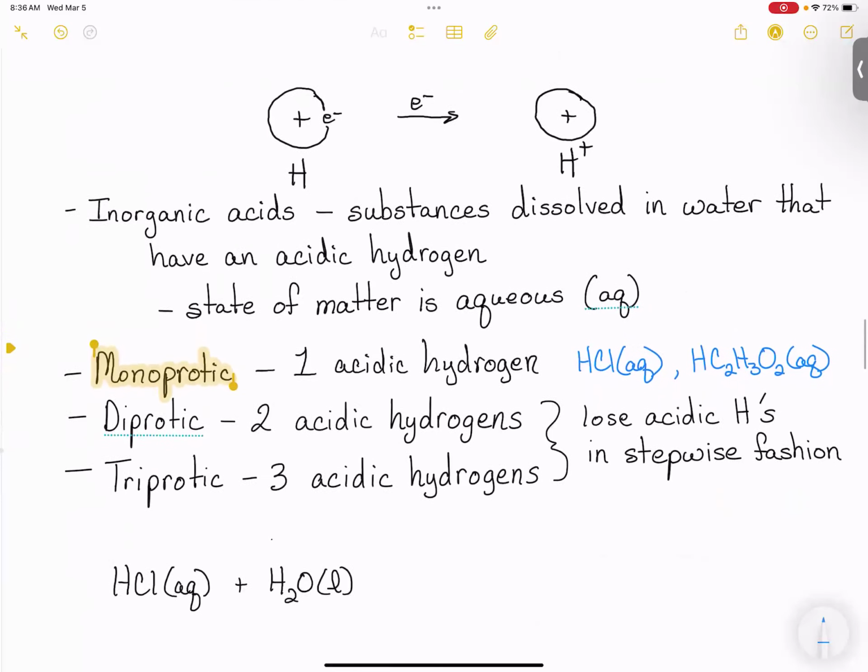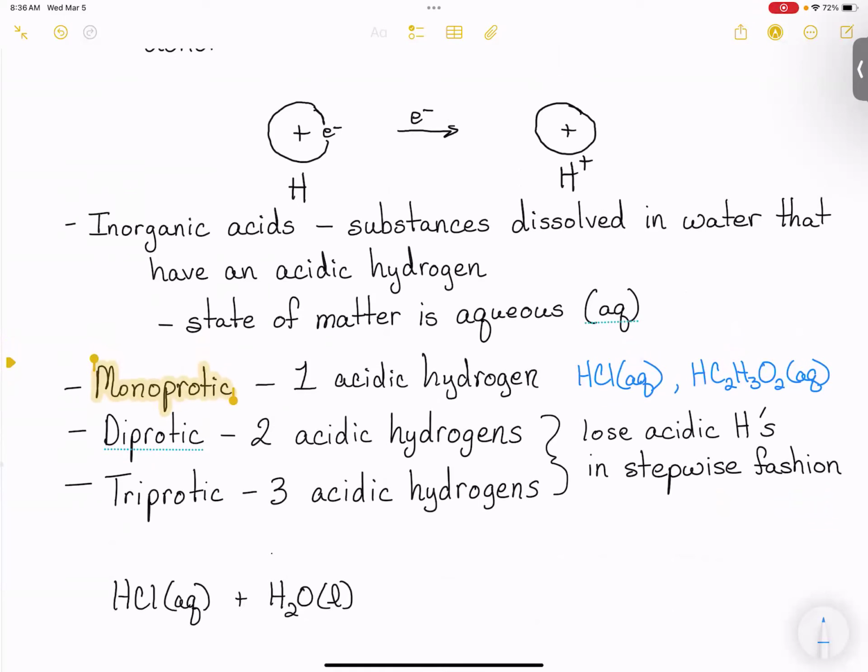So let's just look at a couple of examples of what we mean by these acids. Okay, HCl is an inorganic acid, so it is dissolved in water. Being an acid, it is going to be a proton donor, meaning that the hydrogen from the acid is going to be donated, typically to the water.